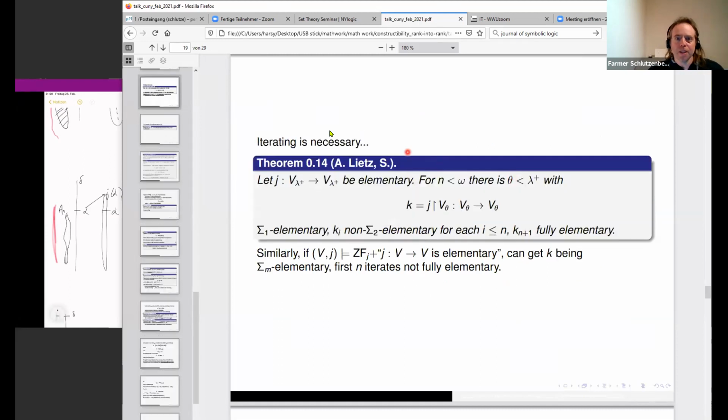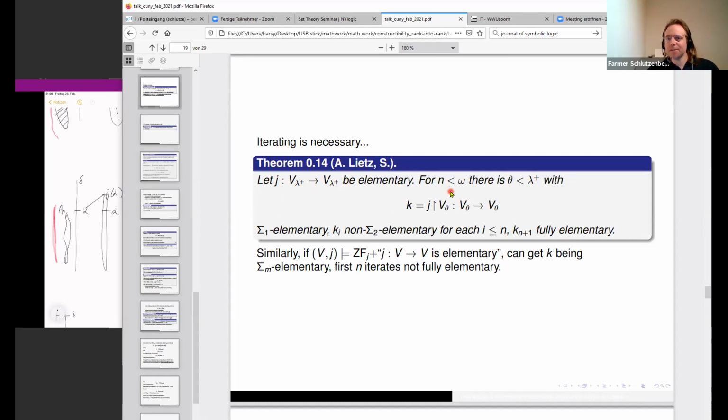Okay, so just a remark, the iterating step is necessary. There are cases where you have a partially elementary map and you need to iterate some distance to get it elementary, and you can sort of need to go arbitrarily far. So if you get an elementary V lambda plus to V lambda, this result is with Andreas Lietz. If you've got an elementary embedding from V lambda plus into itself, I haven't really thought about whether this is overkill. Maybe you can do this with less than V lambda plus to itself.